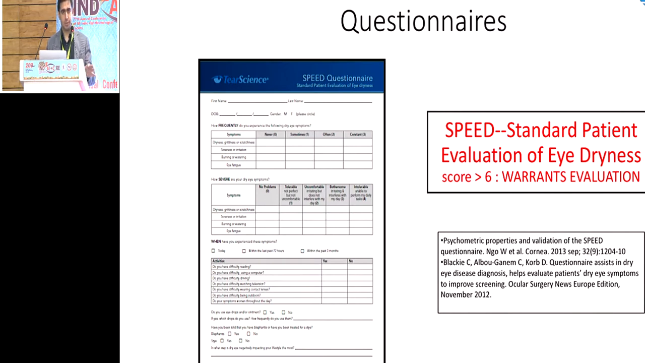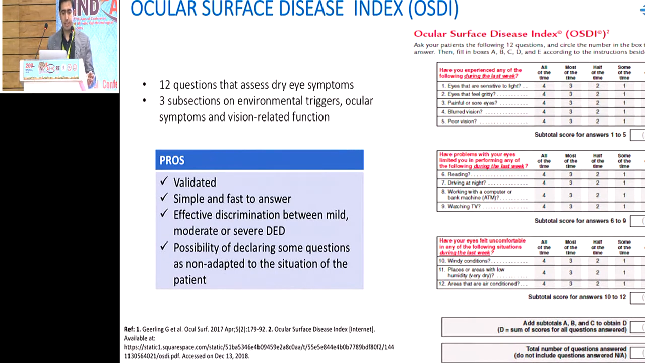questionnaire. The one that I've been using in my clinic is more the SPEED questionnaire. Basically, it also has certain questions regarding the timing of onset, how dry eye affects visual disturbance, and the functionality of the patient. The OSDI questionnaire is based on 12 questions that assess dry eye symptoms. There are three subsections on environmental triggers, ocular symptoms, and vision-related function. It's validated. It's a simple and fast questionnaire to answer. It helps in effective discrimination between mild, moderate, or severe dry eye, and it's fairly easy and intuitive to use.